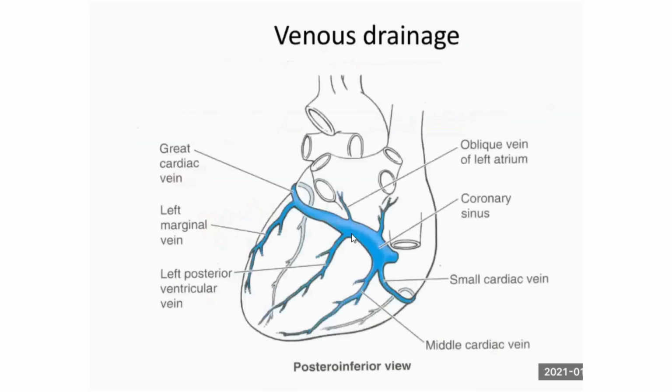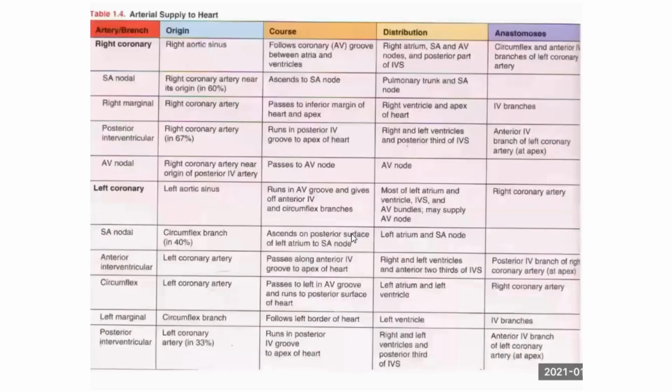This is the vein. The vein of the heart is the coronary sinus. It opens into which chamber? Right atrium. What is the valve at the opening? Thebesian valve. This is the summary. You slowly look over the branches and the origin. What we have now discussed is given on this.